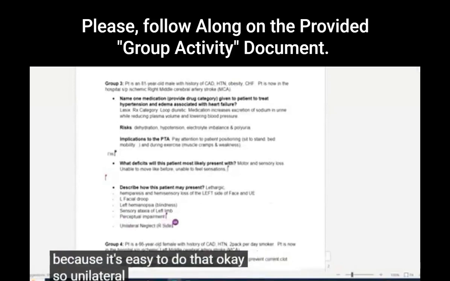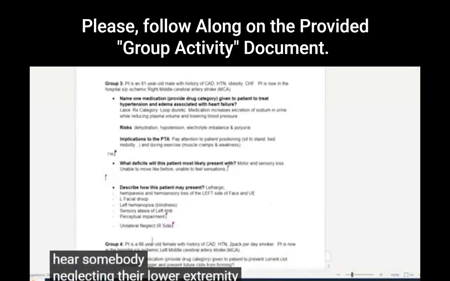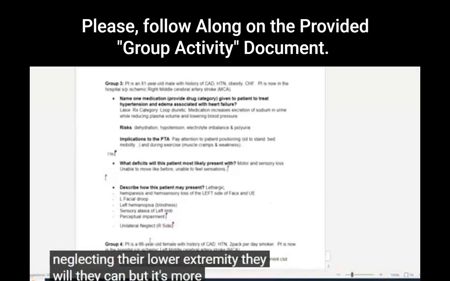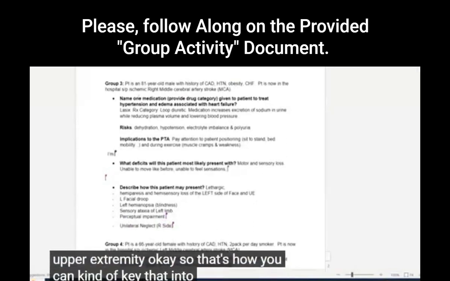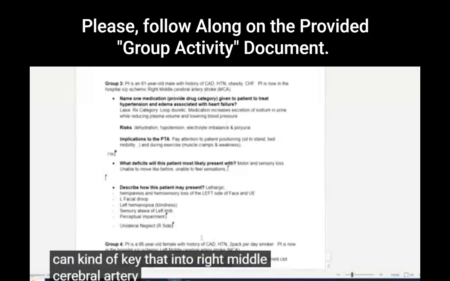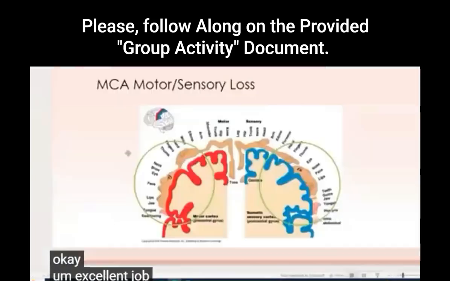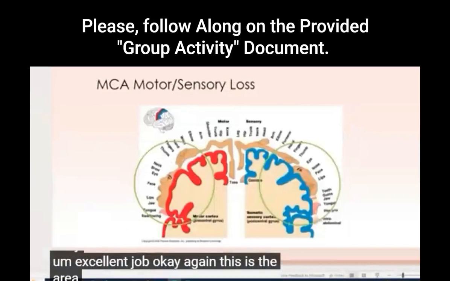Okay, so unilateral neglect, you're not going to hear somebody neglecting their lower extremity. They can, but it's more likely in an upper extremity. Okay, so that's how you can key that into right middle cerebral artery. Okay, excellent job.